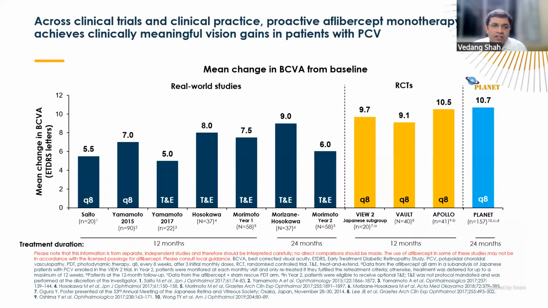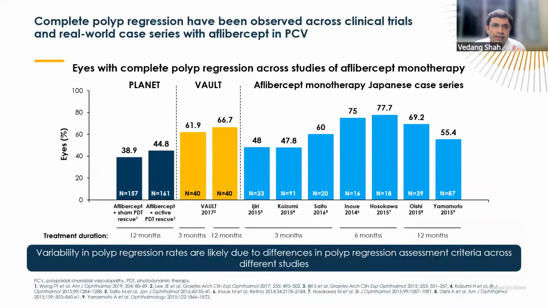Across various studies in the Caucasian population, the Southeast Asian population, and the Japanese group, including RCTs like APOLLO and PLANET, it was seen that patients on aflibercept had a clinically meaningful visual gain. And overall, the usage of aflibercept monotherapy was clinically highlighted.